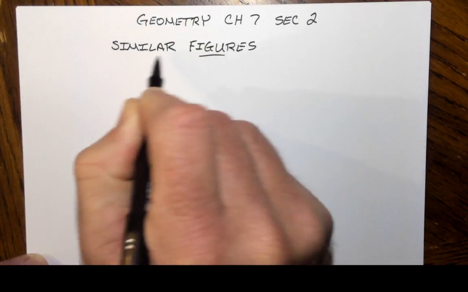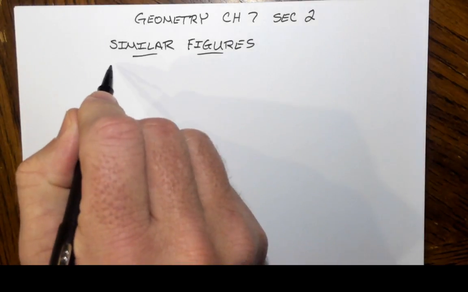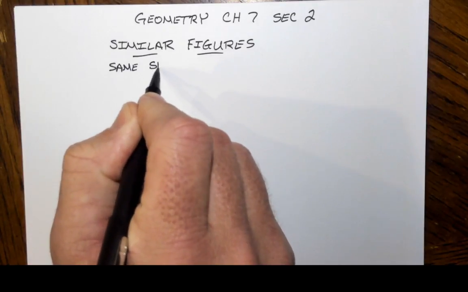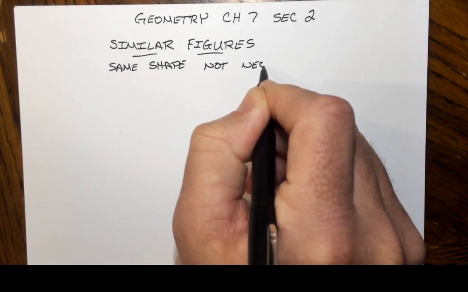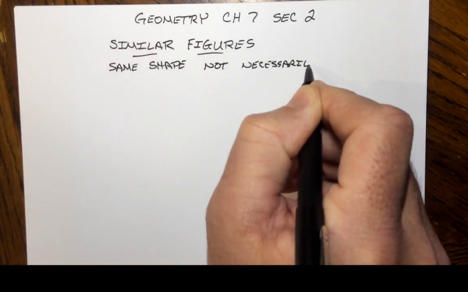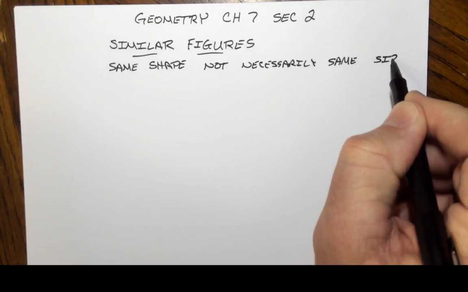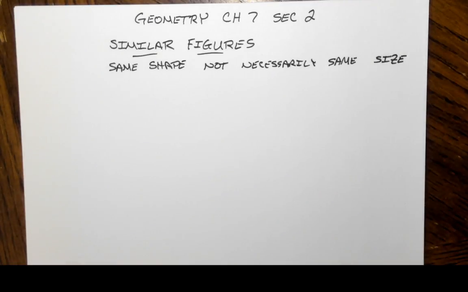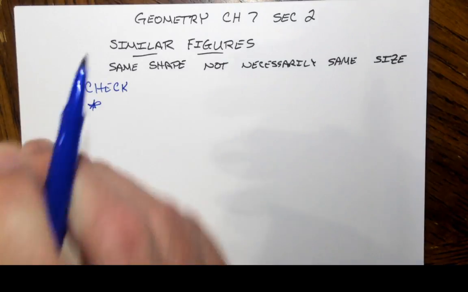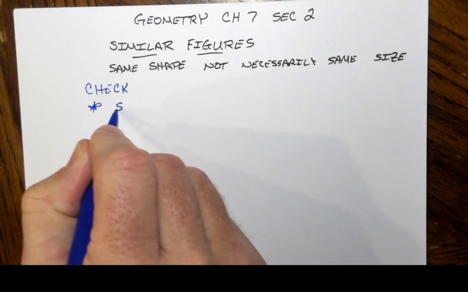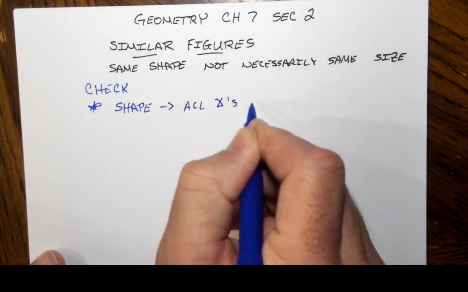As defined, same shape, not necessarily the same size. So what do we do? What's our check? In order for the shape to be intact, all angles must be congruent. That keeps the shape.